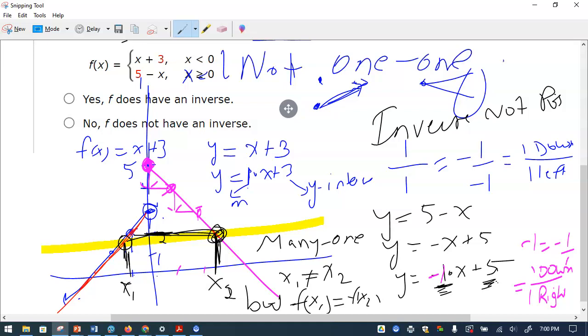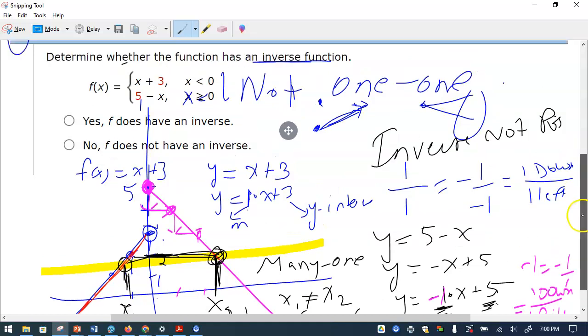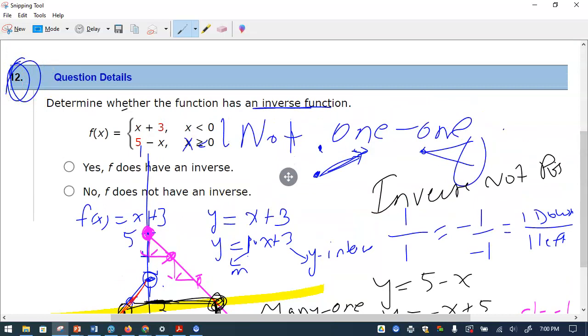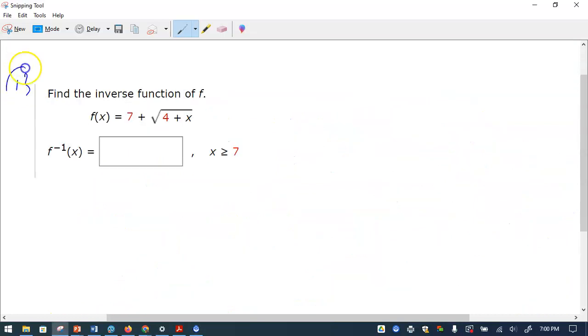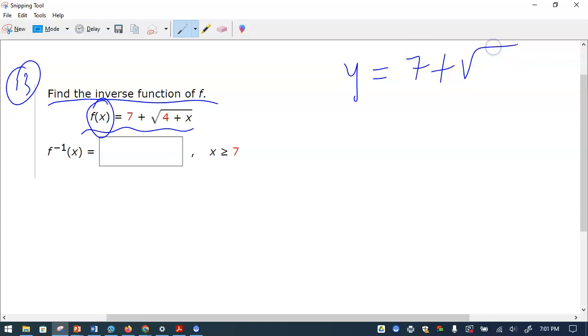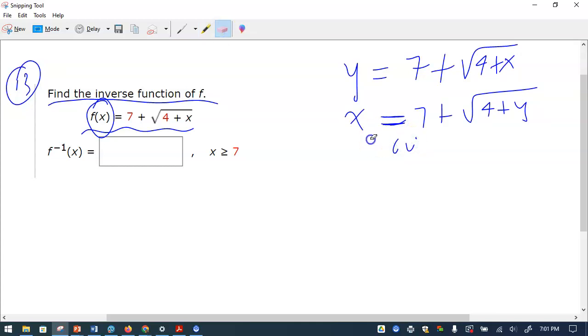So I hope that clarifies problem number 12. Let's see problem number 13. So 13 is find the inverse, and this time they have a radical. Remember, you just put this as y, 7 plus square root of 4 plus x. So all you do first is replace y by x and replace x by y, and then solve for y. So here what I'm going to do is subtract 7 from both sides.